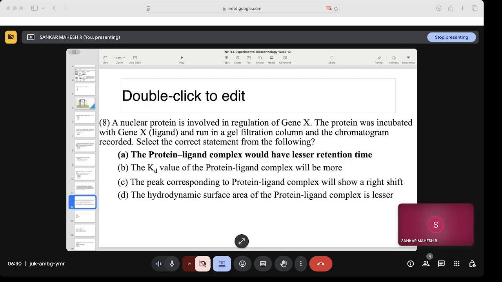You incubate a protein complex and run it on a gel filtration chromatographic column. When you run it on the column, does it tell you anything about the KD value? Yes, sir. Does it tell you anything about the KD value?